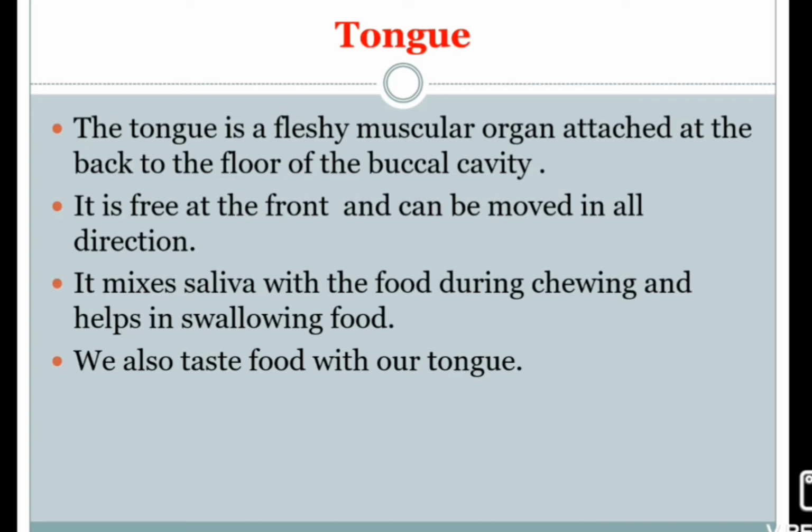Next point is tongue. The tongue is a fleshy muscular organ attached at the back to the floor of the buccal cavity. It is free at the front and can be moved in all directions. It mixes saliva with the food during chewing and helps in swallowing food. We also taste food with our tongue.